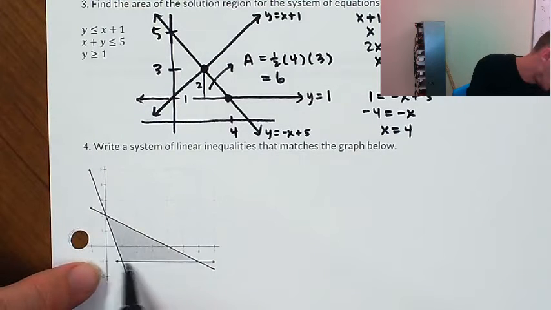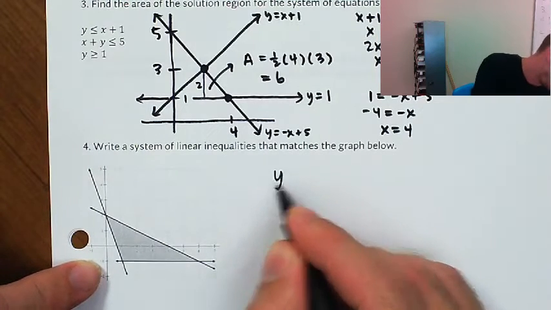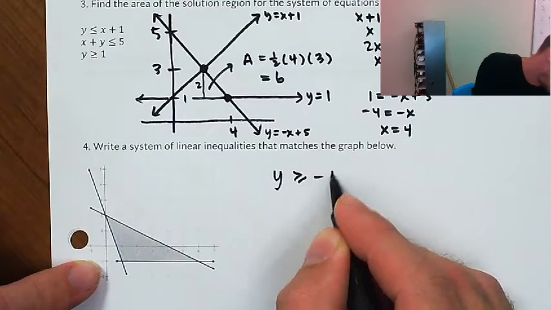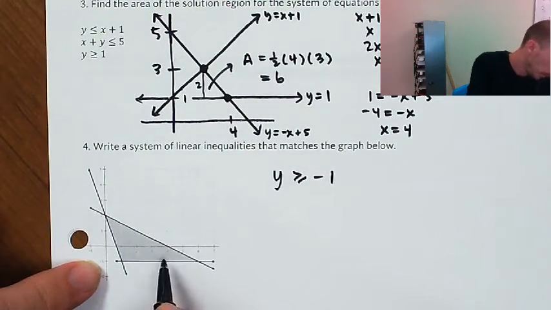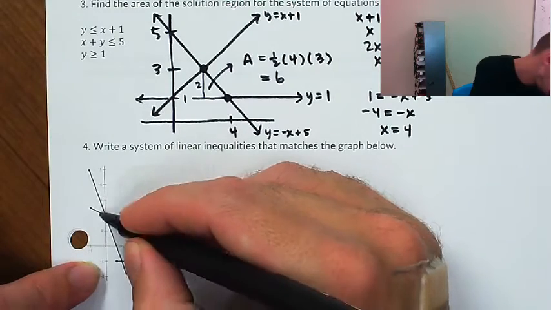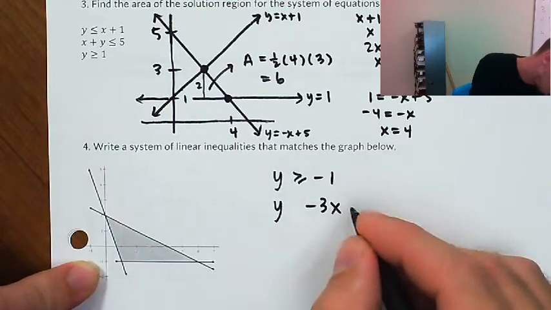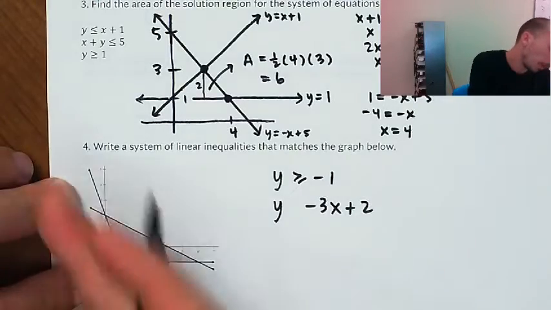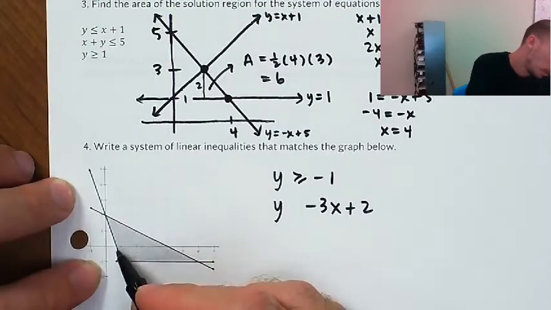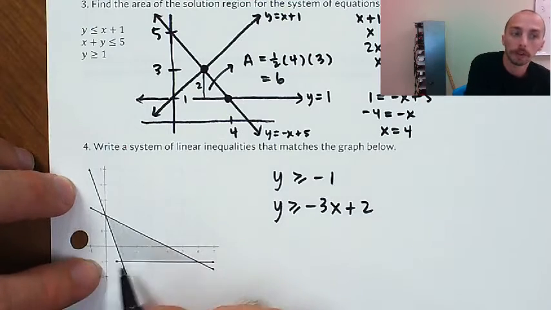All right. Over here, this is a horizontal line. This is the line y equals 1, and we're above it. So I'm going to start with y is greater than or equal to negative 1. Okay. I need an equation for this one. This looks like it went down 3 when it went over 1, so it's going to be negative 3x plus 2. And this is where we're above this line. Okay, so this is going to be where y is greater than or equal to because it's a solid line.